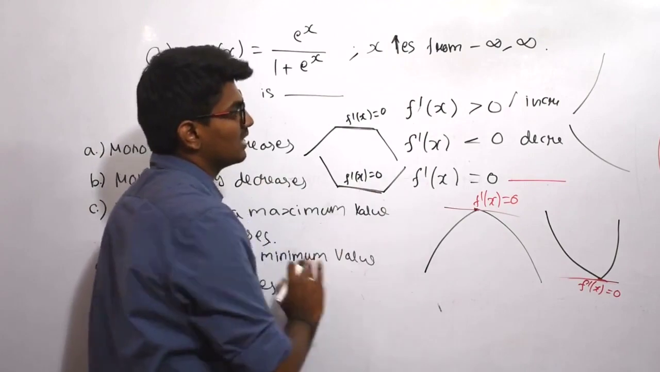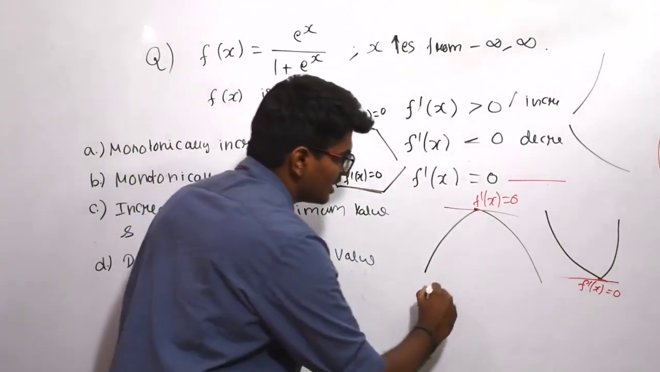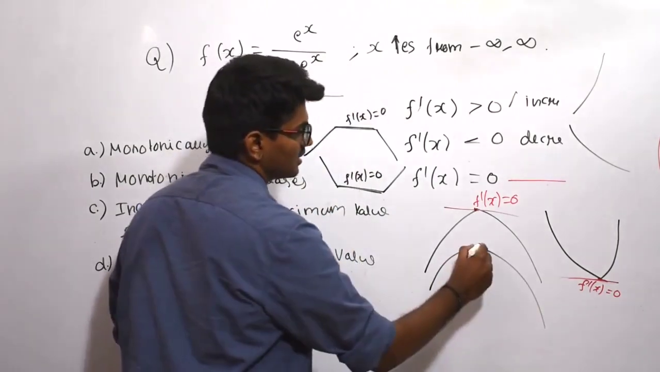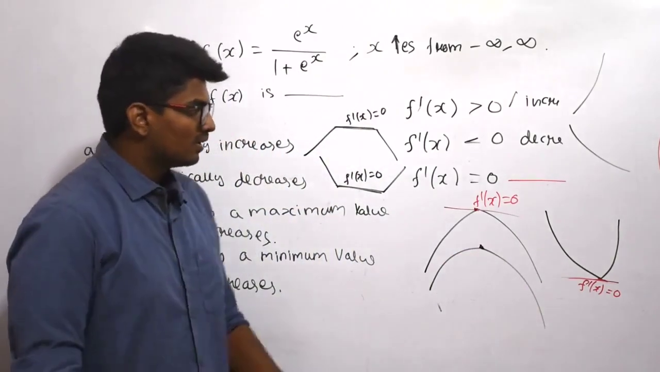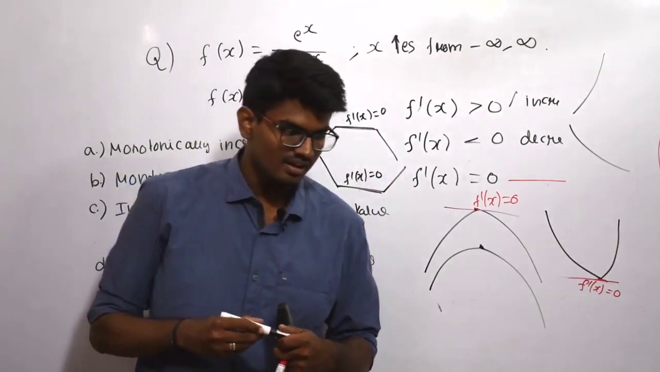That is, the f of x value will become constant and then it will increase or decrease, or else it will reach some position and then again start to decrease. That is also possible. So this one we covered in maxima and minima. This one we covered in increasing and decreasing functions.